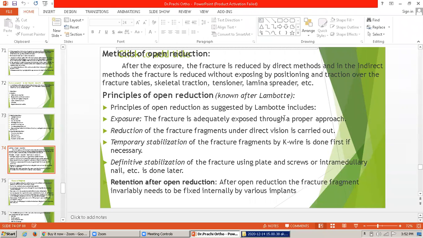So today we stop the lecture as there is some emergency.